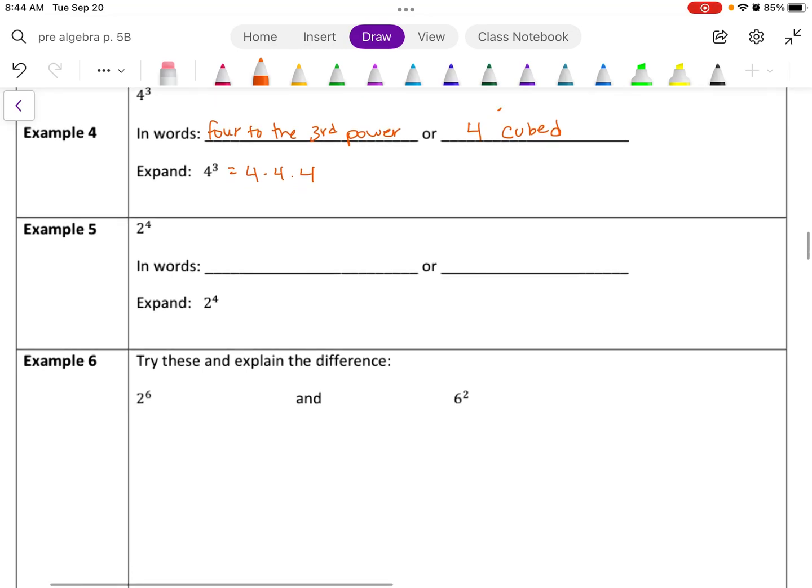Example 5, it'd be a good idea to pause and try this one on your own. 2 to the fourth power. Well, we would say 2 to the fourth power. So if we wanted to expand this, that would be 2 four times: 2 times 2 times 2 times 2. We also call the fourth power quartic, but we're just going to refer to it as the fourth power for now.